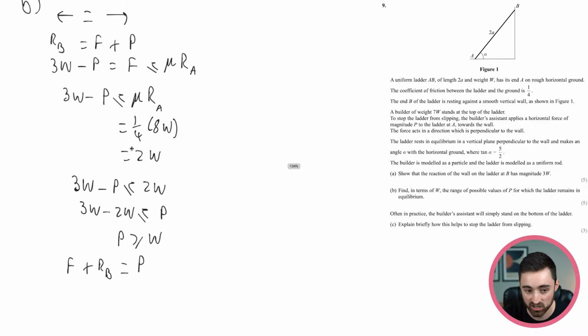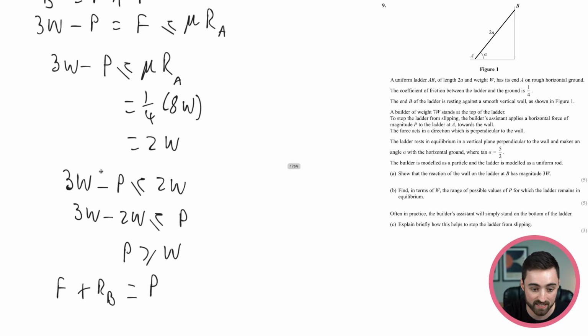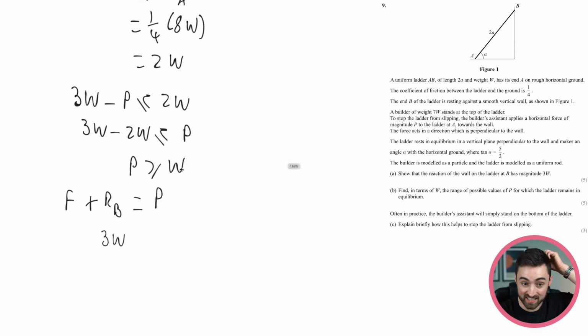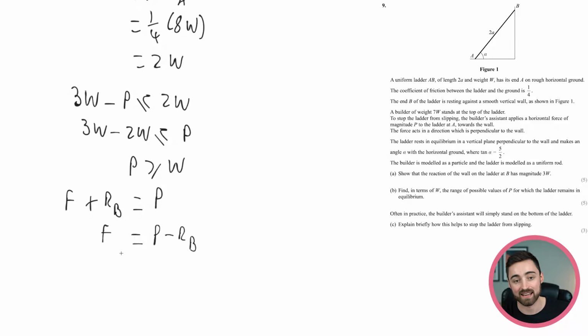Okay, so then let's have a think. RB, that's not changed, has it? So we know that RB is still 3W. The friction, that's not changed because that's still just going to be mu R. So that's going to be the 2W. So now, I still need an inequality. So instead of putting this here, I'm going to get F on its own again because I think that's the way to get it not confusing. So F is equal to P minus RB in this case. And now we know that F must be less than or equal to mu R.